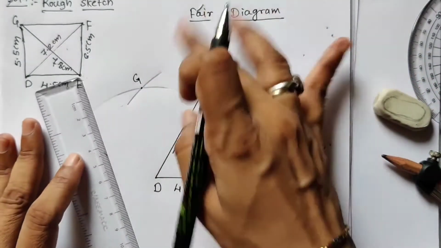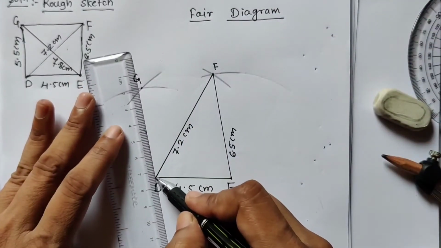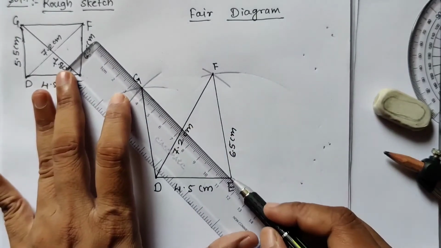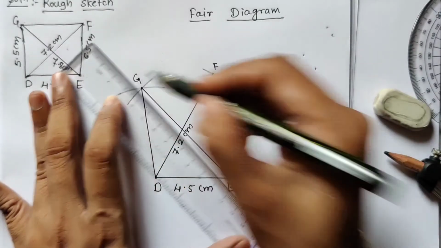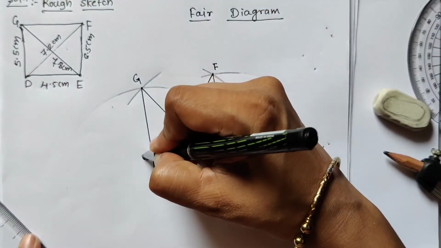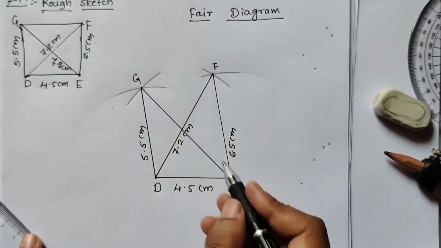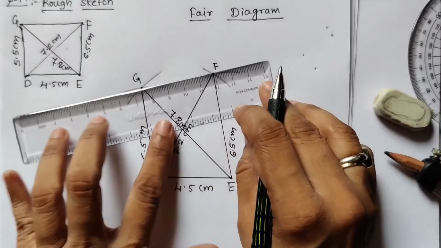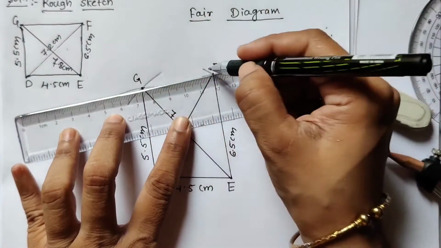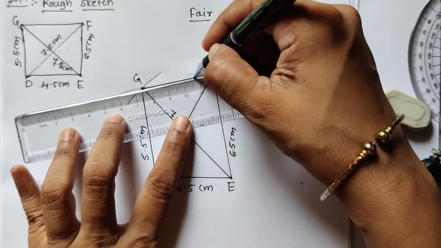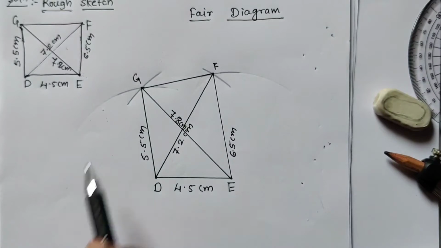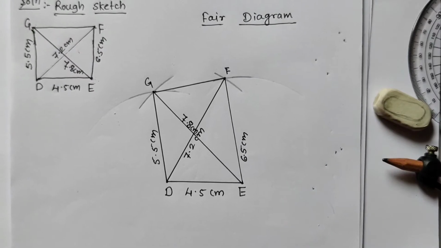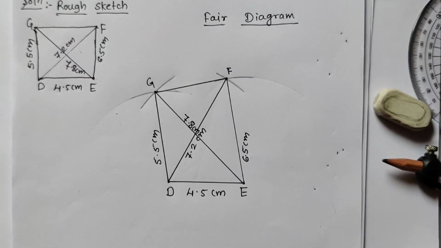Okay, and now join this G with D. This G with E. DG is 5.5 centimeter. GE is 7.8. I'm going to write here 7.8 centimeter. And then you can join this GF also to get our fair diagram of quadrilateral DEFG. So in this way we can draw a fair diagram by using exact measurements.